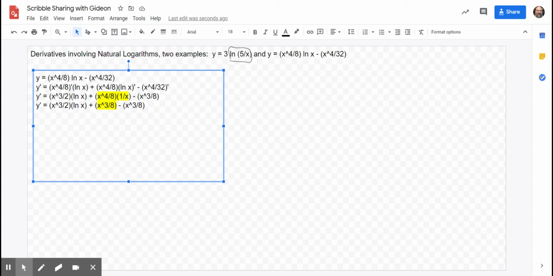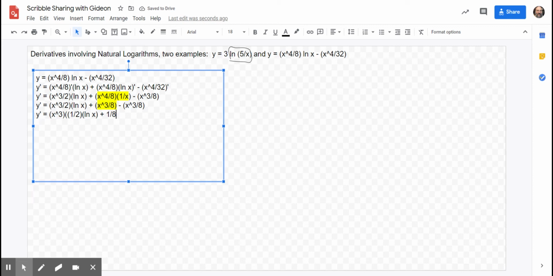So I'm not going to spend a whole lot of time on it, but obviously you're going to factor out the x cubed since every term has that in it. And then you'll have a bunch of leftovers. You've got 1/2 ln x. You've got 1/8.